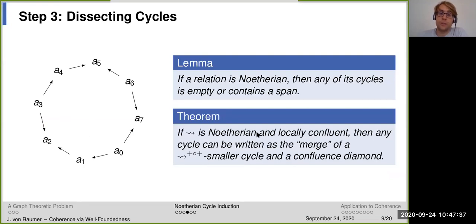If we're now in the position where the relation is not only Noetherian but also locally confluent, then we can write every cycle as the merge of a smaller cycle and a confluence diamond. Or to see it in the picture on the left, we can find the span around A3. And now we can use the condition of local confluence to split it into this confluence diamond on the right and this cycle on the left, which looks a bit like this Pac-Man shape. And we see that the cycle on the right is actually smaller than the cycle we started out with, because A9 is smaller than A3 and A8 is smaller than A3. This dissection already suggests that we can use this to make some sort of induction principle.